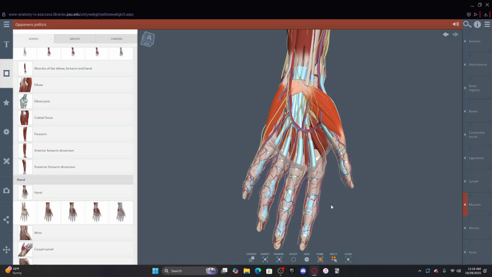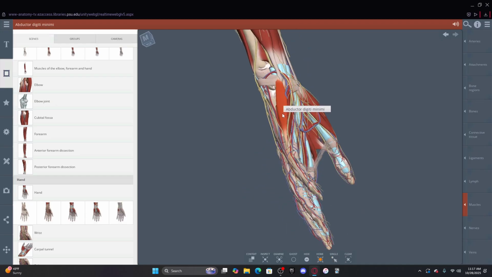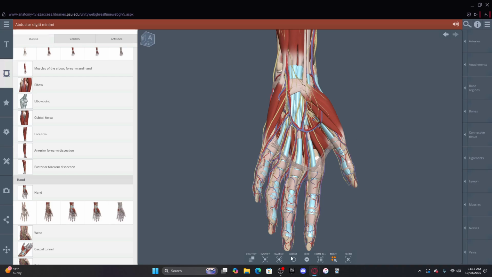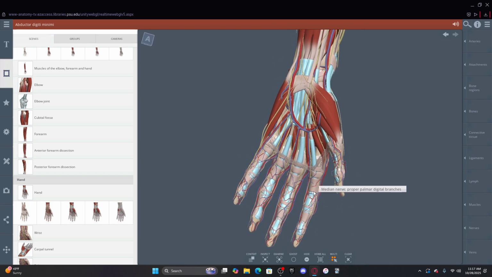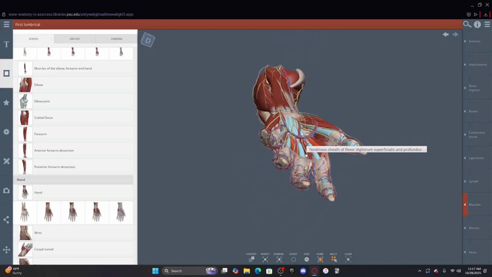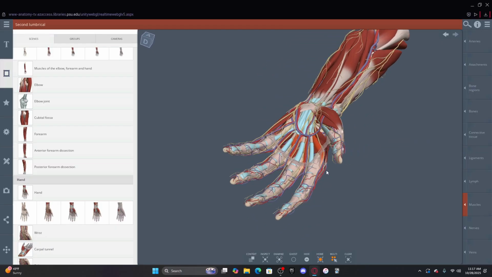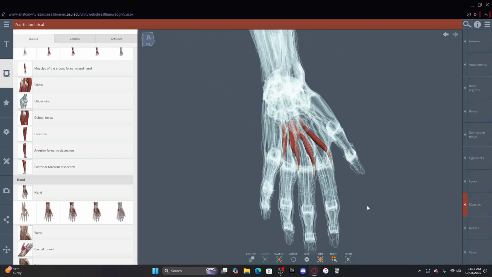Right, so there are 4 lumbricals. There are 4 lumbrical muscles. So I'm going to press all of them for you. This is the first one. This is the second one. The fourth one is right there. Okay. So these are our 4 lumbrical muscles.